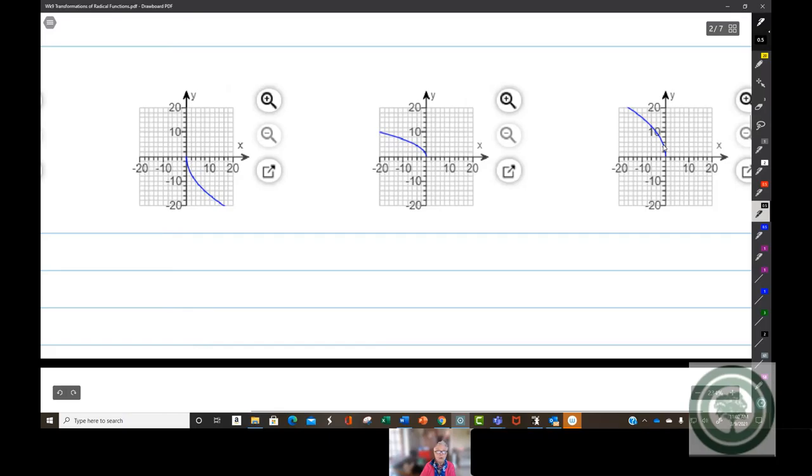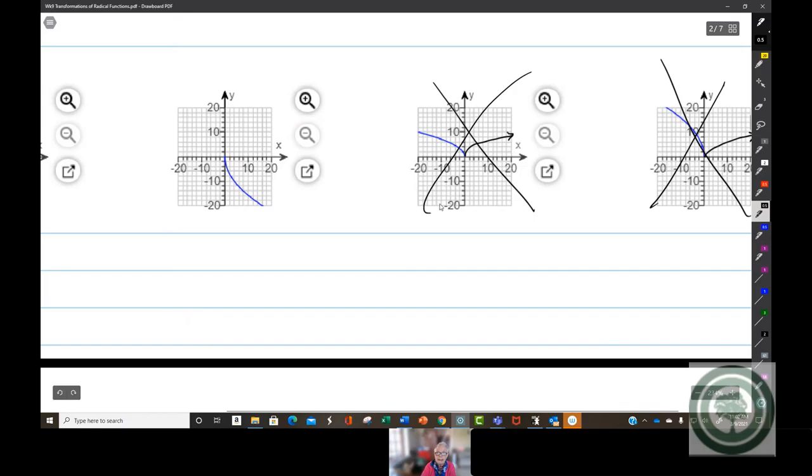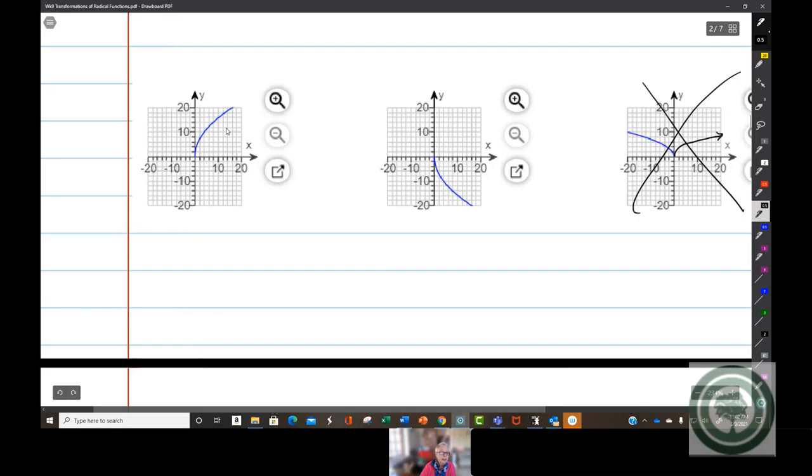This would have been a reflection across the y-axis because the basic graph looks like that. It's not quite that big. Not yet. But anyway, these are out completely. There's no talk about a shift across the y-axis. So it's going to be between this and this.